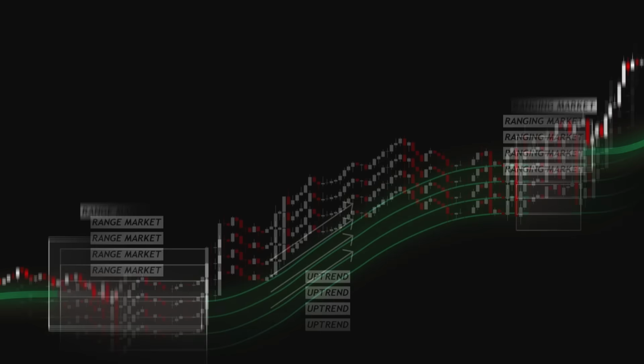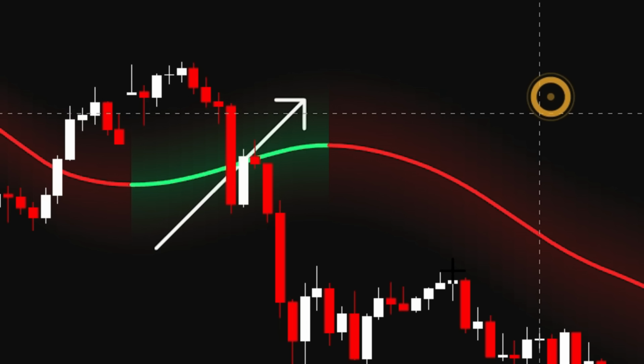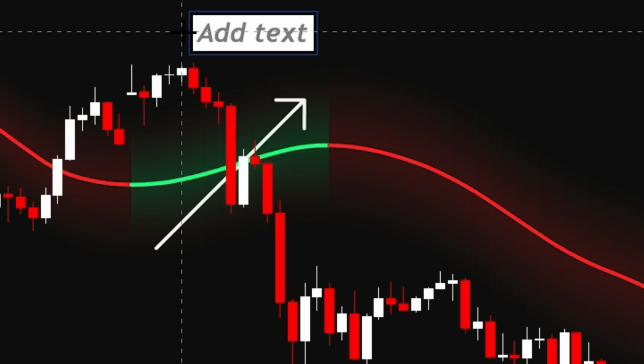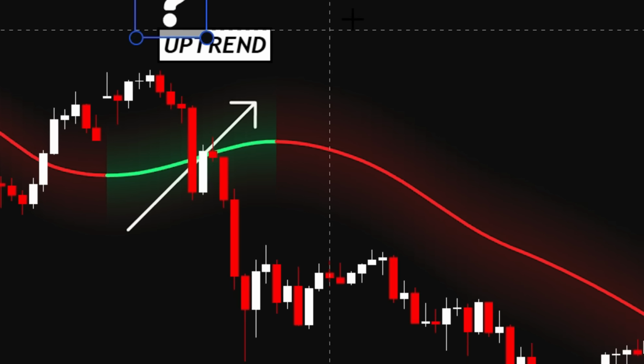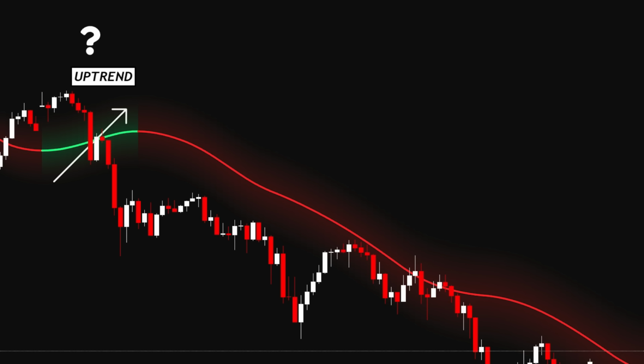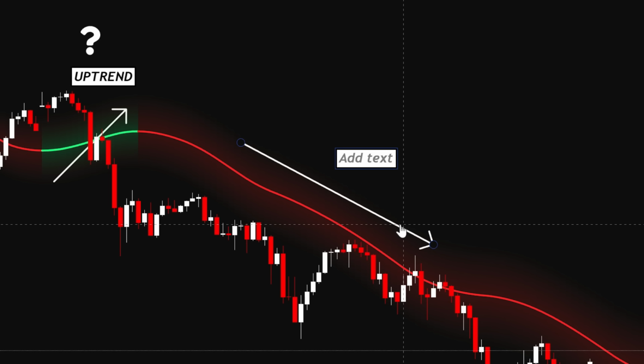Because watch this. This looks like an uptrend, right? Many traders would buy here, and they'd feel smart for about 5 minutes. But zoom out. The bigger trend is still down. This is where most traders get chopped up, not because the indicator is wrong, but because it's incomplete. This is why I never use this tool alone, and if you do, you will eventually give back your gains.